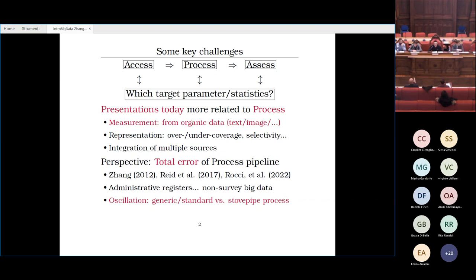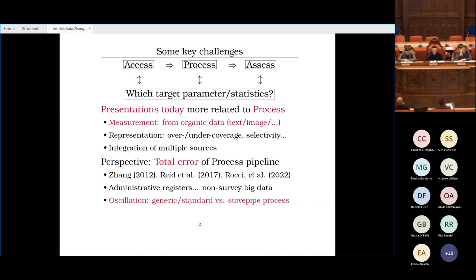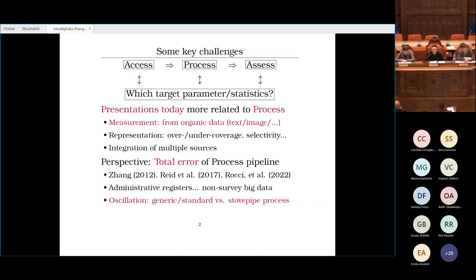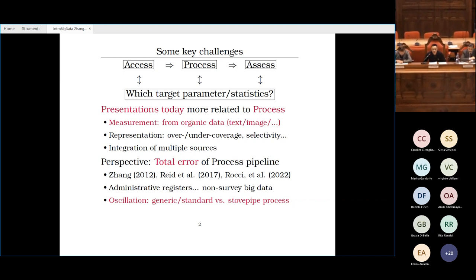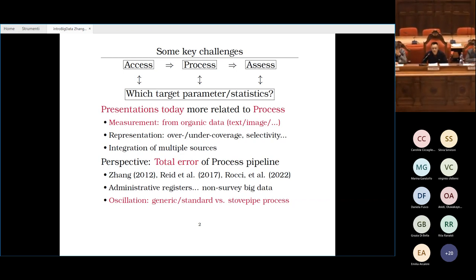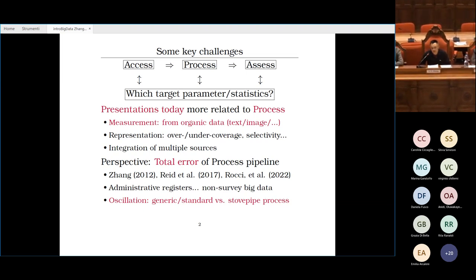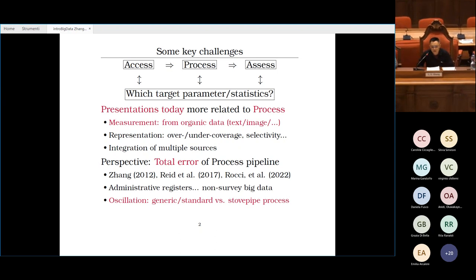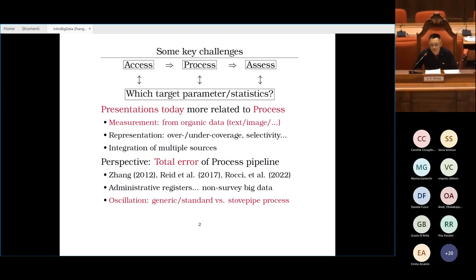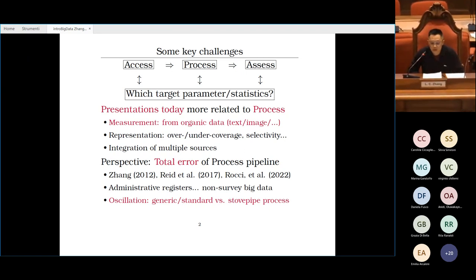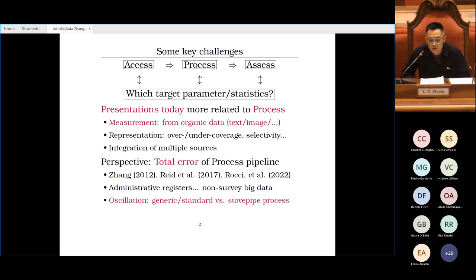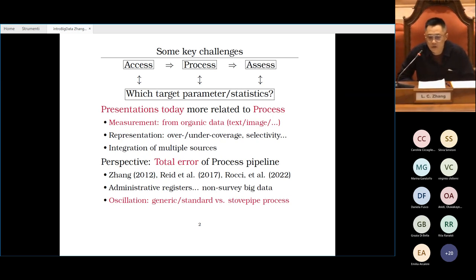The presentation today will be more related to the process aspect, and actually more specifically to the measurement aspect. So from organic data like text, image, rather than structured numeric data to start with. So a lot of work needs to be done with this kind of new non-survey big data sources. There will be other aspects related to this process, like representation, coverage, selectivity, integration of multiple sources, and so on, which we will not necessarily explicitly touch on today, but you would have sensed this throughout the workshop anyway. So these are all issues that are related to process.